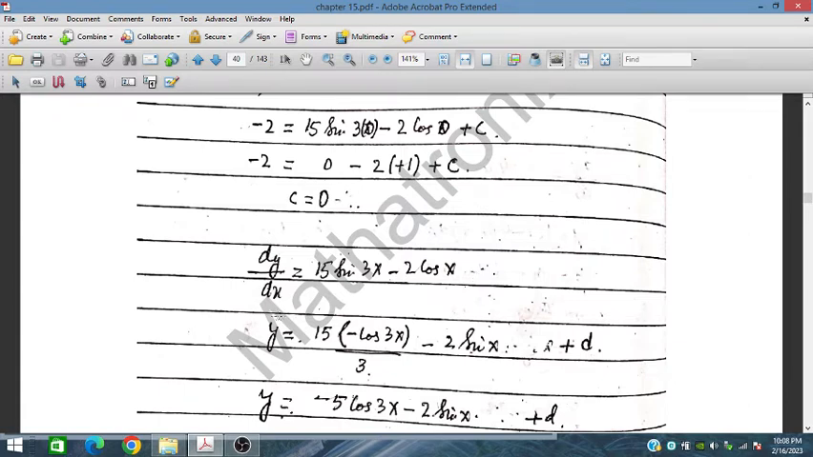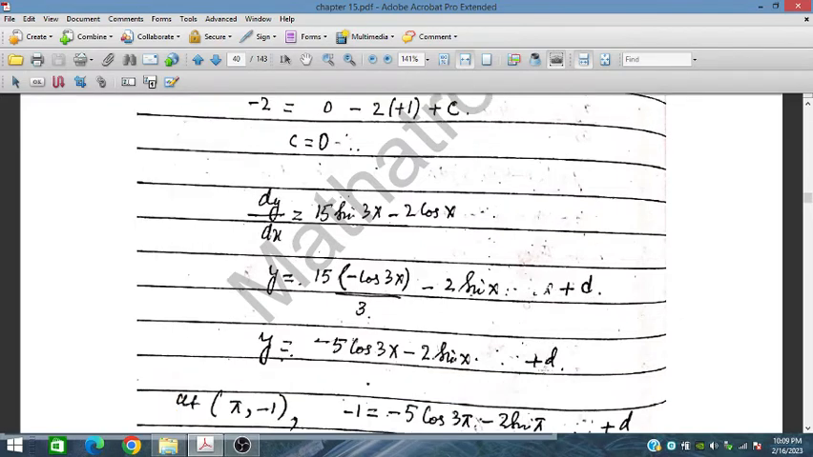So we take the integral again. So y is equal to 15 sin 3x, which becomes minus cos 3x divided by 3, and minus 2 cos x is obtained as minus 2 sin x, plus a constant. Since we have taken c before, here we are taking d, which is again a constant, just to make it different. So y is minus 5 cos 3x minus 2 sin x plus d.